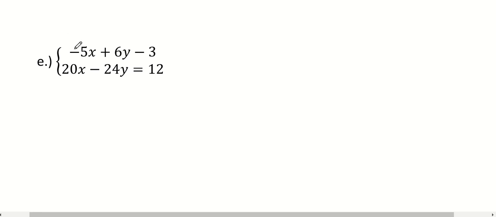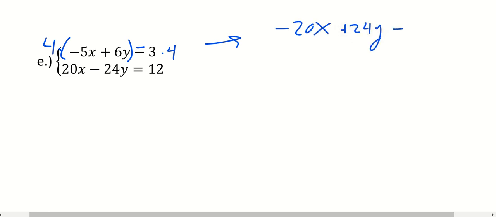In example E, we have negative 5x plus 6y equals 3. I believe this should say equals 3. Sorry, that's a typo. And then we have 20x minus 24y equals 12. I can get a situation where we have equal and opposite coefficients for the x simply by multiplying the first equation by 4. If we do that, that'll give us negative 20x plus 24y equals 12. And then we have 20x minus 24y equals 12.